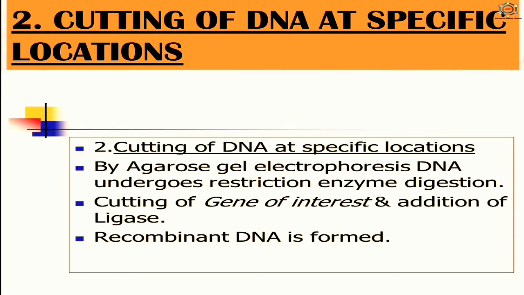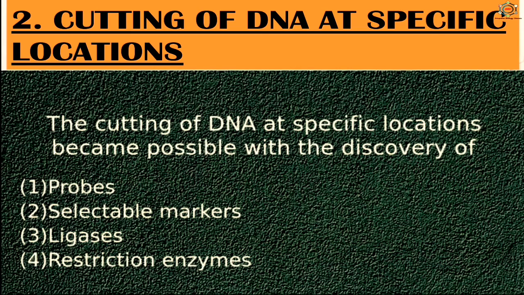So, for cutting of DNA at specific locations, the DNA undergoes restriction enzyme digestion, checked by agarose gel electrophoresis, to cut out the gene of interest, followed by addition of ligase. Then recombinant DNA is formed. So these are the steps after the cutting of DNA at a specific location. The cutting of DNA at specific locations became possible with the discovery of probes, selectable markers, ligases, and restriction enzymes.